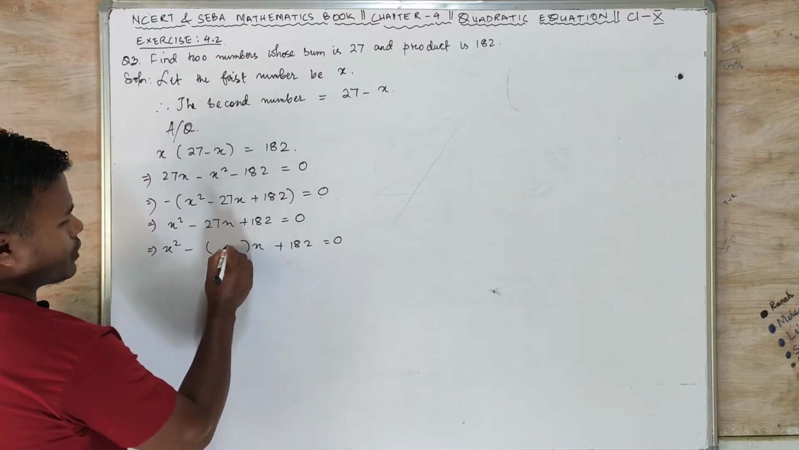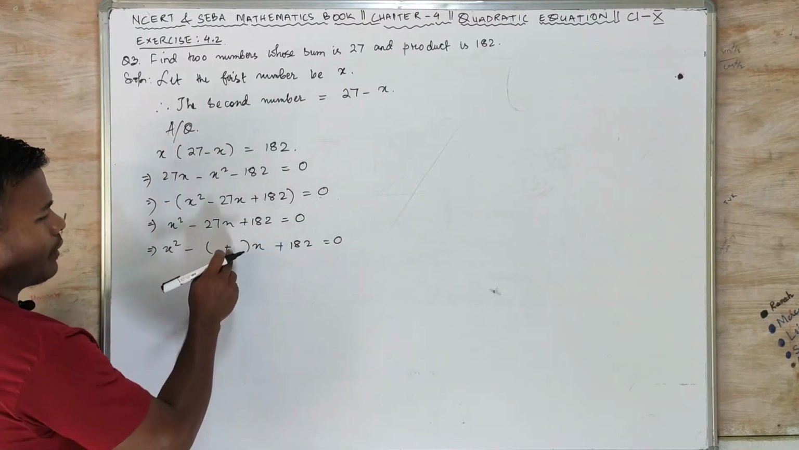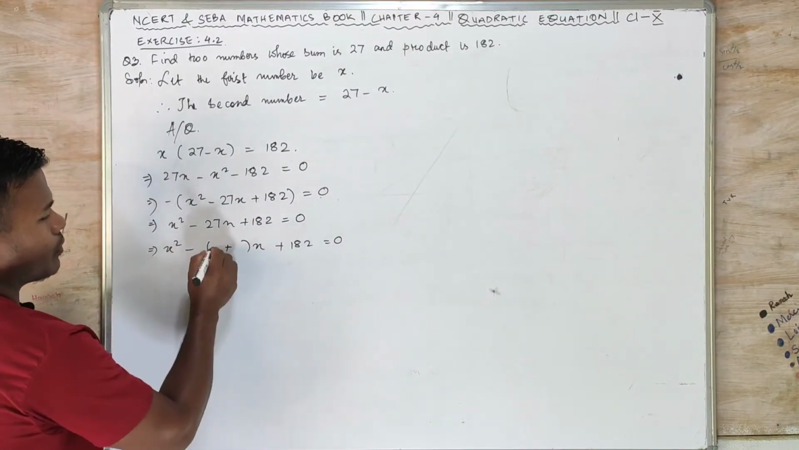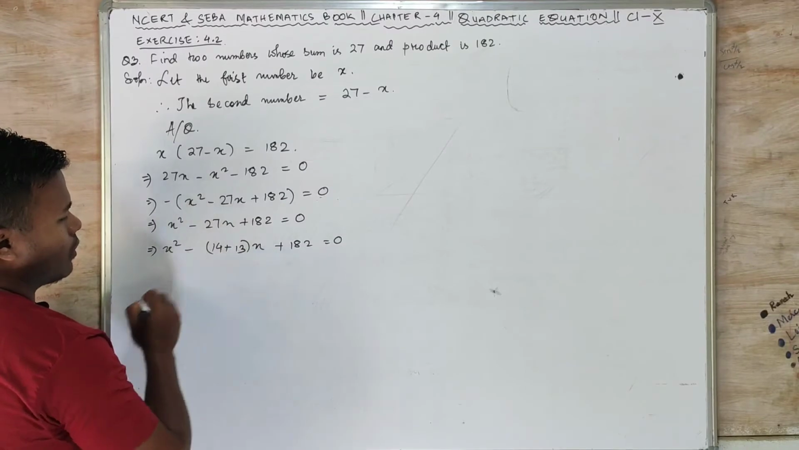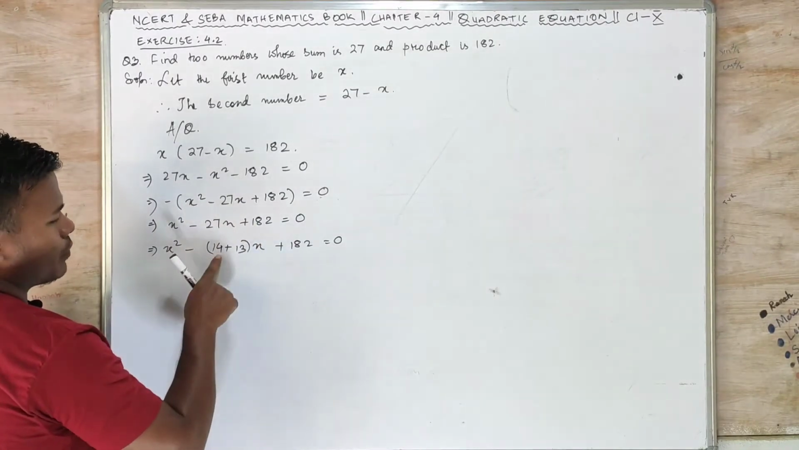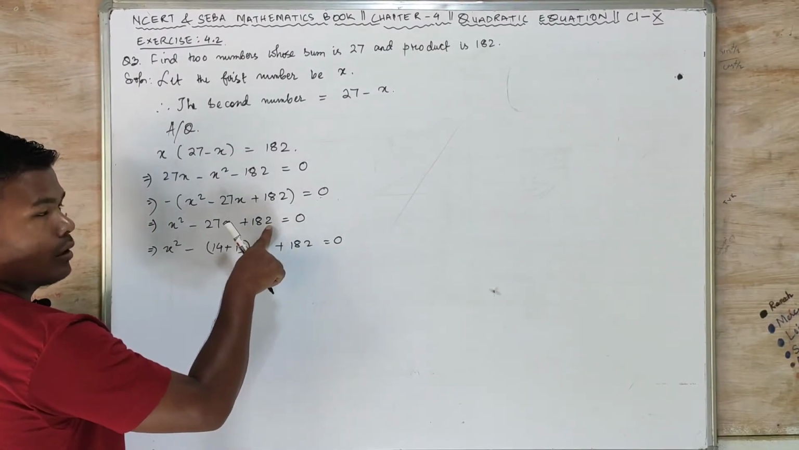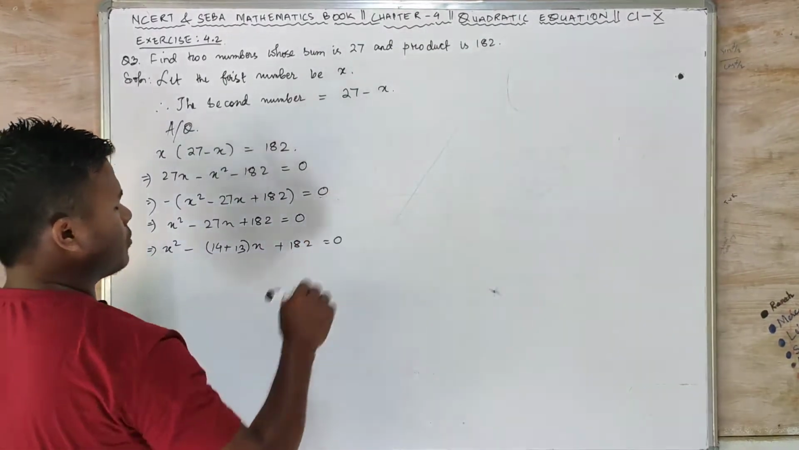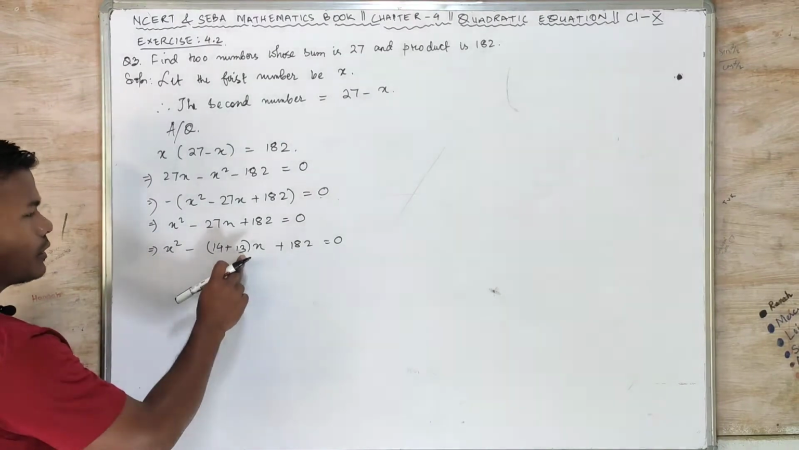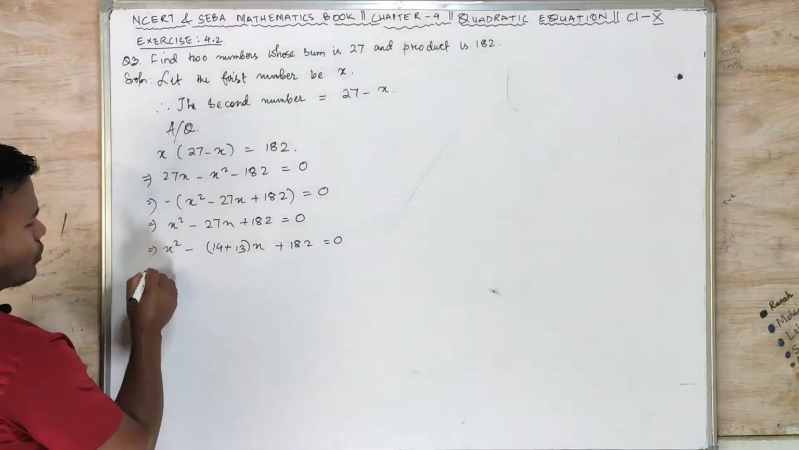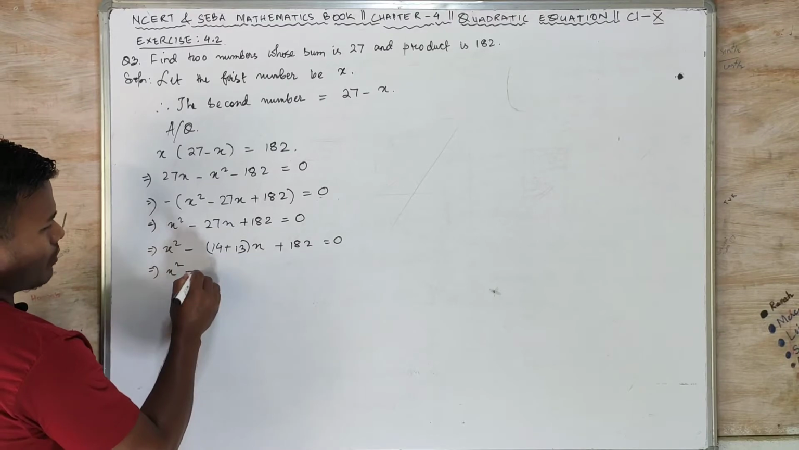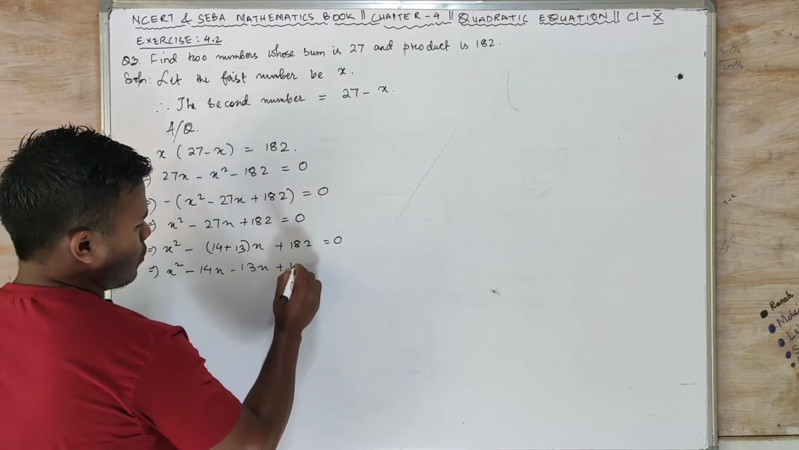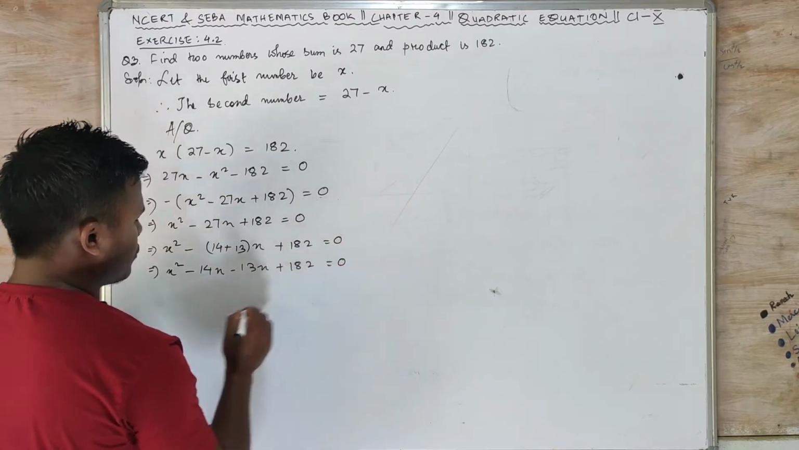Then the last sign is positive, so you have to give here positive, and multiply any two numbers to get 182. If you multiply 14 into 13, it will be 182, because 3 4s are 12, so the unit digit is 2. It has a chance to come out 182. If you multiply these two numbers 14 and 13, you will get 182. Now open the bracket. x square minus 14x minus 13x plus 182 is equal to 0.